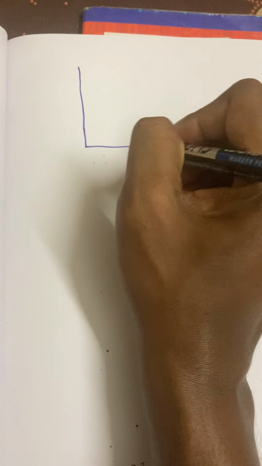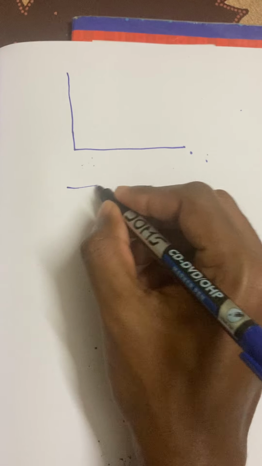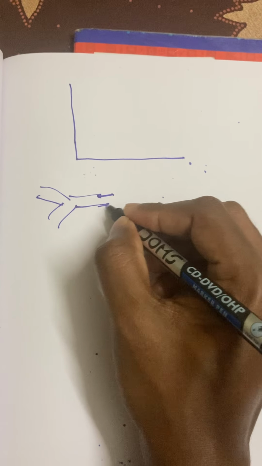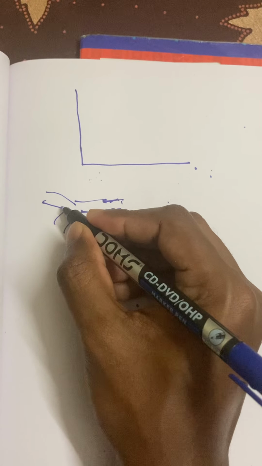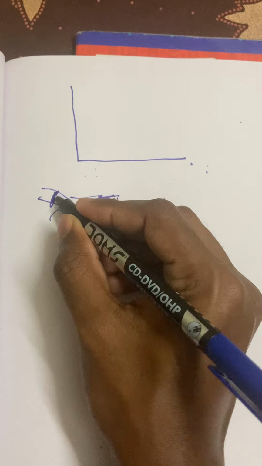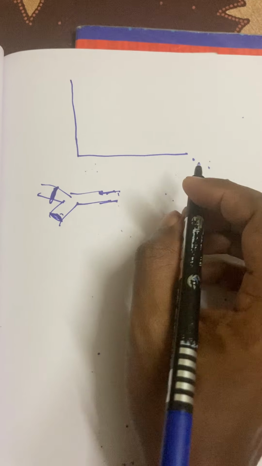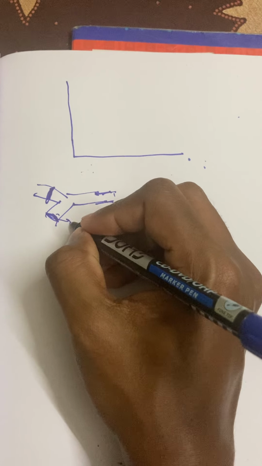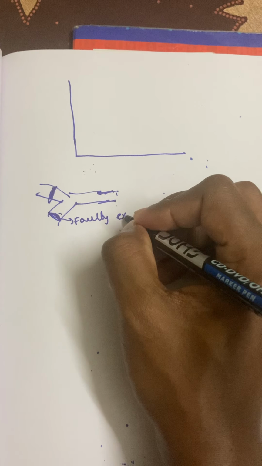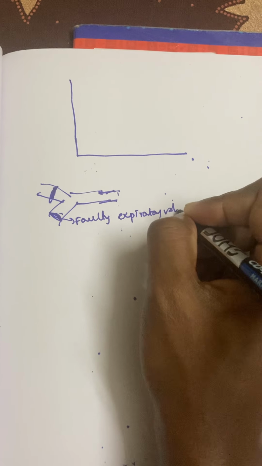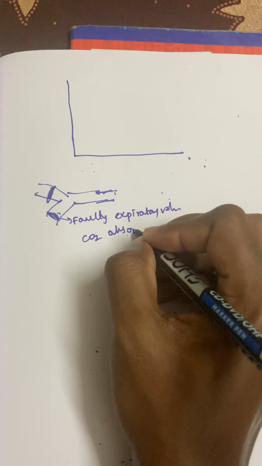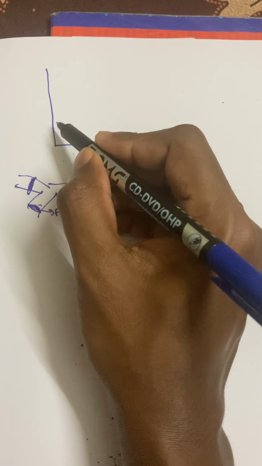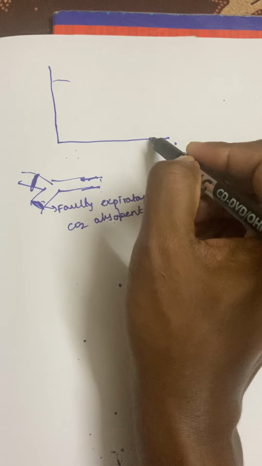Suppose there is a breathing circuit. Yesterday I mentioned the Y connector will be there, the breathing circuit will be there, and it is connected to your patient by the endotracheal tube. In the inspiration part, there will be an inspiratory valve and an expiratory valve. Suppose the expiratory valve is faulty, or the CO2 absorbent, the soda lime which is taking out the CO2, is exhausted. Normally, the inspiration comes to 0 and then it will go.